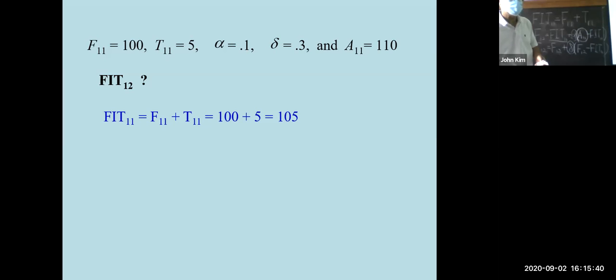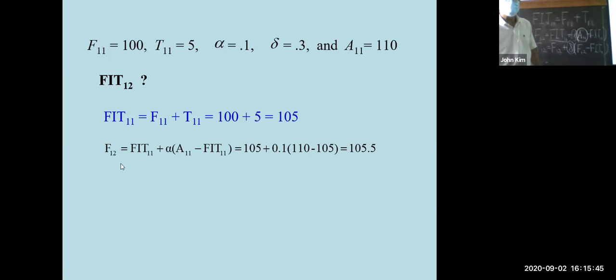Then plug in FIT 11. F12 equals FIT 11 plus alpha times (A11 minus FIT 11). So FIT 11 is 105 plus 0.1 alpha times (110, A11, minus 105). So F12 is 105.5.